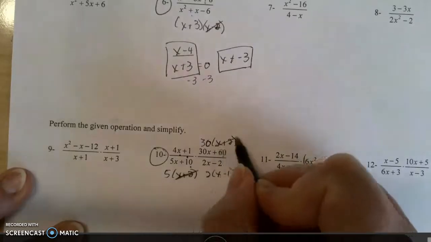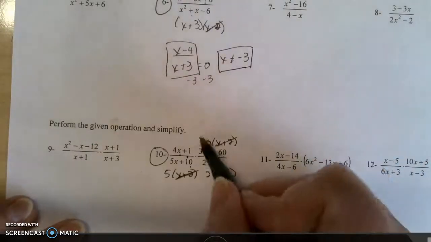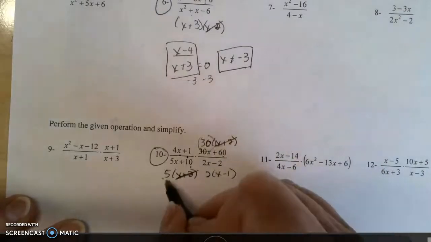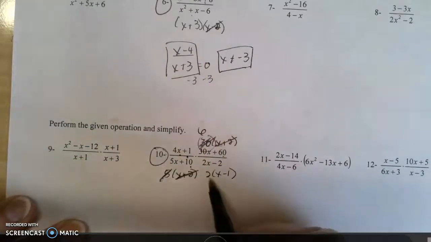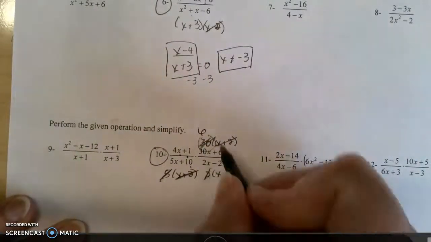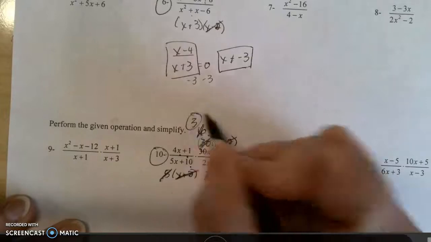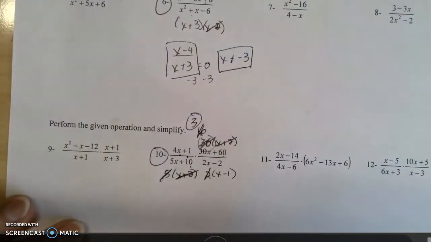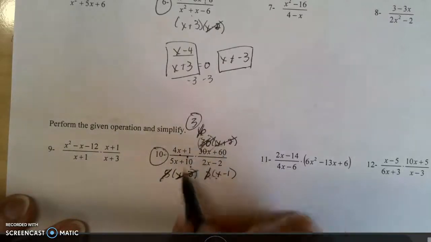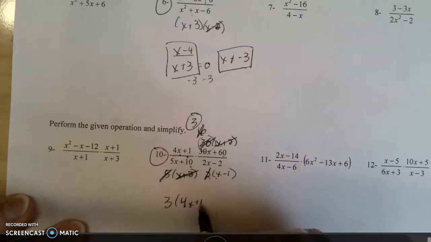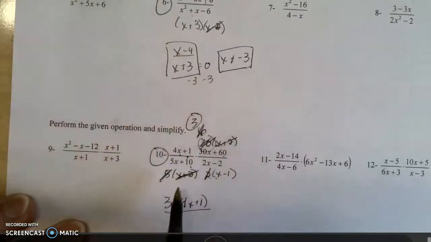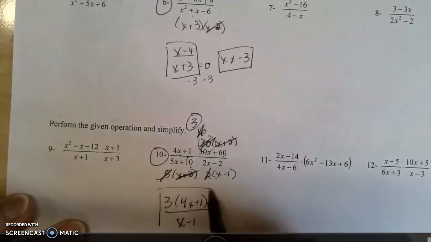So I see my x plus 2. Those are the easy ones. Look at this 30. 30 divides by 5. So 5 goes into 30 6 times. 2 also goes into 6 3 times. This x minus 1 doesn't cross off with anything, so I'm left with a 3, and then I'm left with the factor 4x plus 1. And then in my denominator, I'm left with x minus 1.